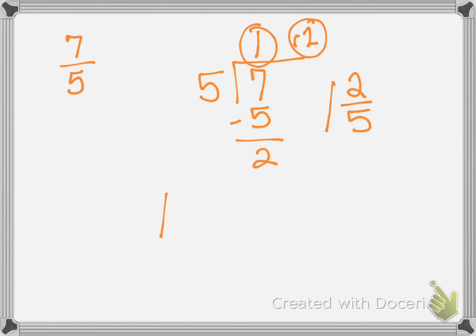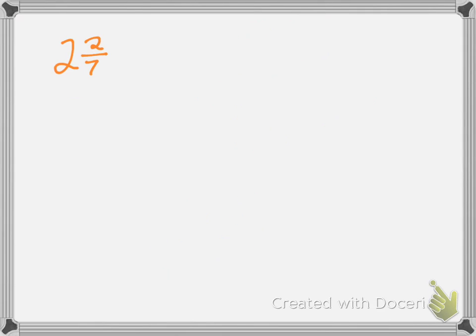Now we can check that by going back the other way. So let's see if we remember how to do that. So 5 times 1 plus 2. 5 times 1 plus 2 is 7. Denominator doesn't change. Or we can see that the 1 would be 5 over 5. We add it to our fraction, and we get 7/5.